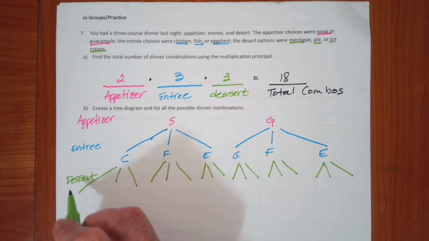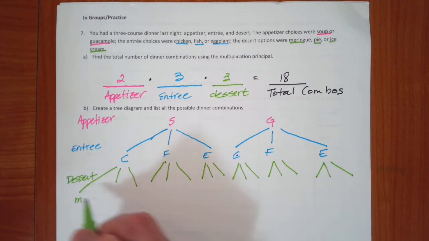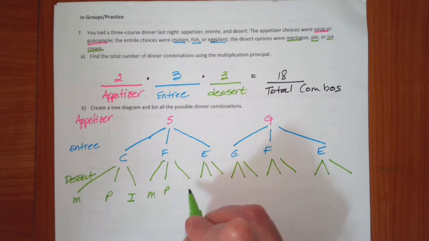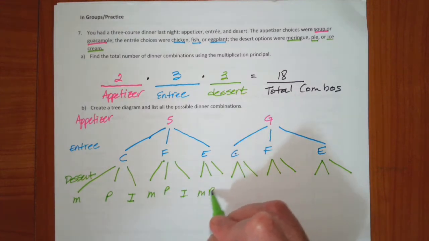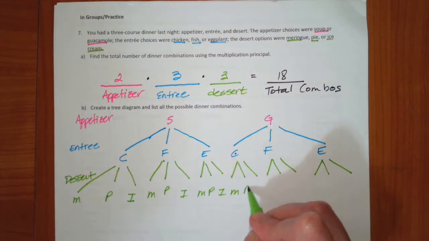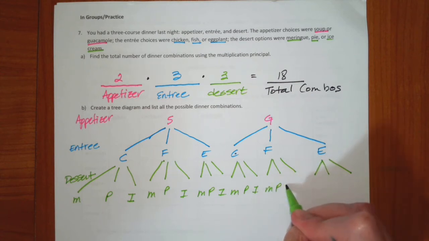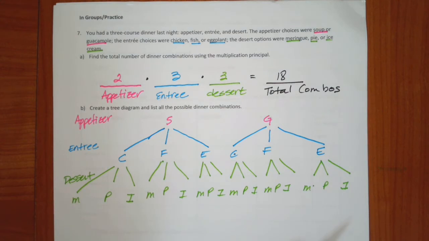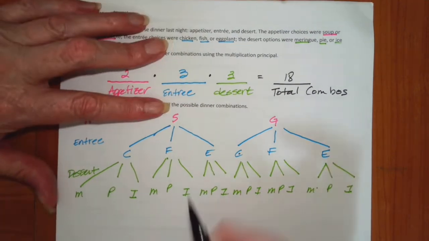Okay, so for dessert, I can either have meringue, pie, or ice cream. Okay, so now it asks to make a list.